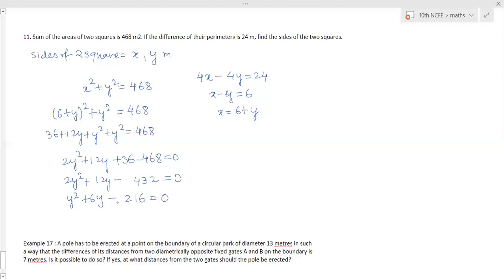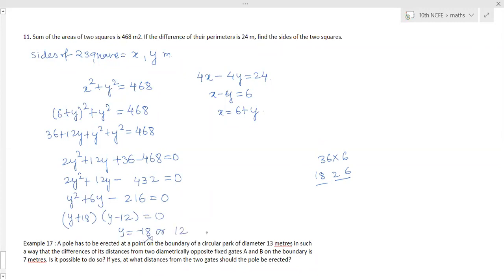So 216 we have to convert. Minus 216 is a product and the difference is 6. 216 is 36 times 6, 18 times 12. So 12 and 18. y plus 18 and y minus 12 is equal to 0. y is equal to minus 18 or 12.